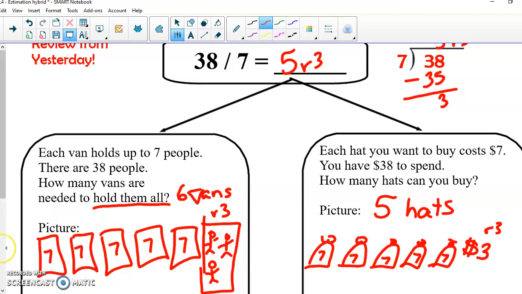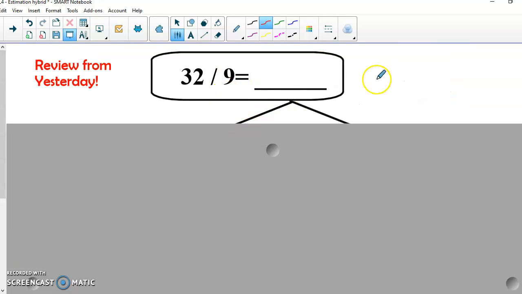All right, let's try one more review here. So 32 divided by 9. I like to write it this way as well. 32 divided by 9. So I need to think, how many times can I put 9 into 32? How many times would it fit into there without going over?